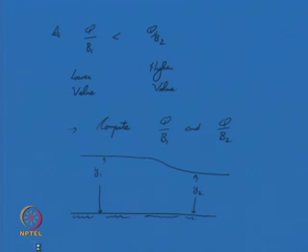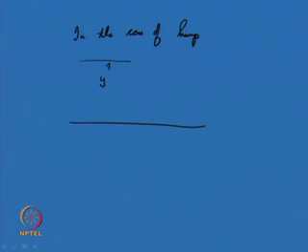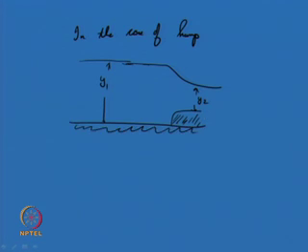Similarly, in the case of a hump, you have seen that y 1, then due to the hump here, the flow reduces to y 2. So, we are using the same principles everywhere, critical flow computations.